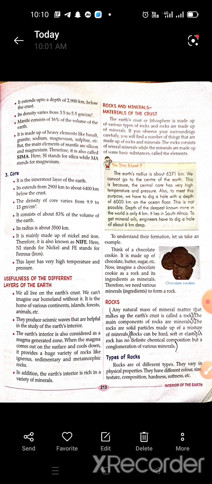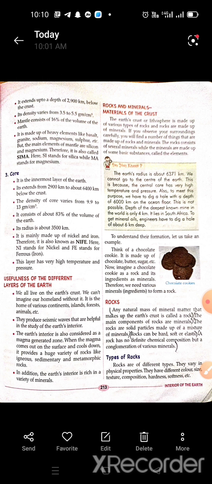And this, when it comes out through a volcanic eruption and cools down, we get three different kinds of rocks which are useful for different purposes or different works. These three types of rocks are igneous, sedimentary, and metamorphic rocks.